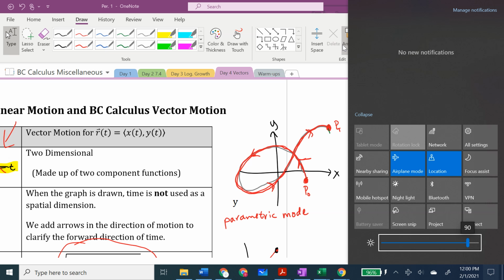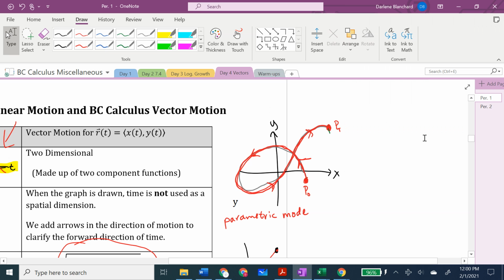Okay, so I wanted you to see the calculator, because if you start playing with your calculator, you're going to learn things about these graphs just by playing around with it. But your homework is going to be asking you to not use a calculator.